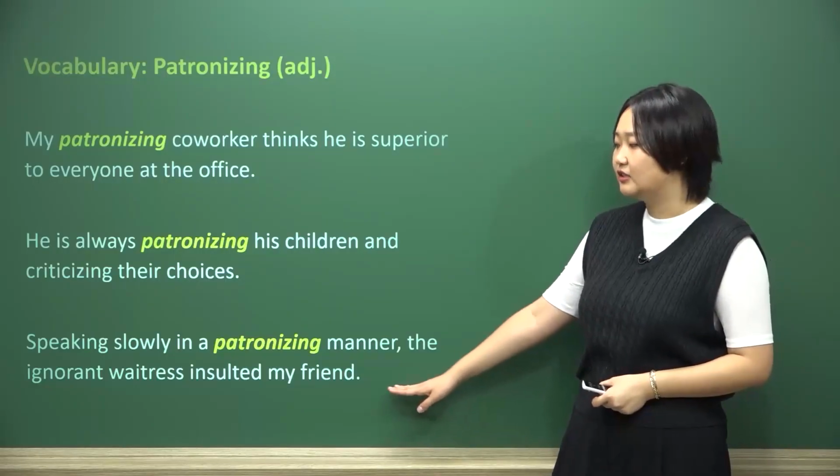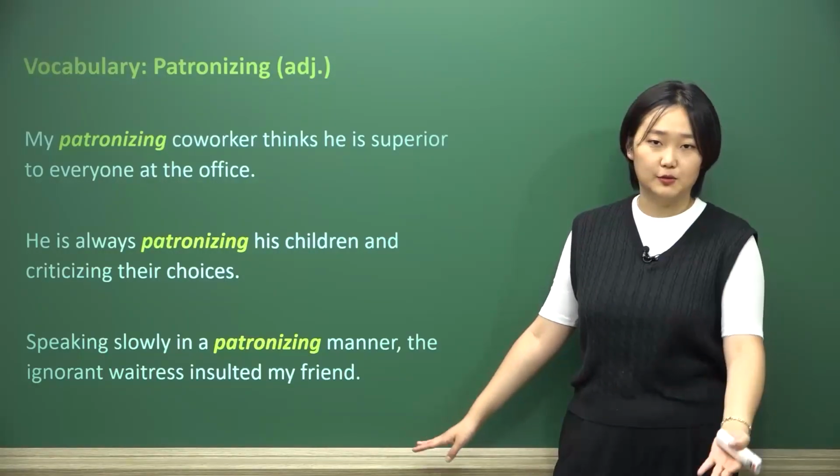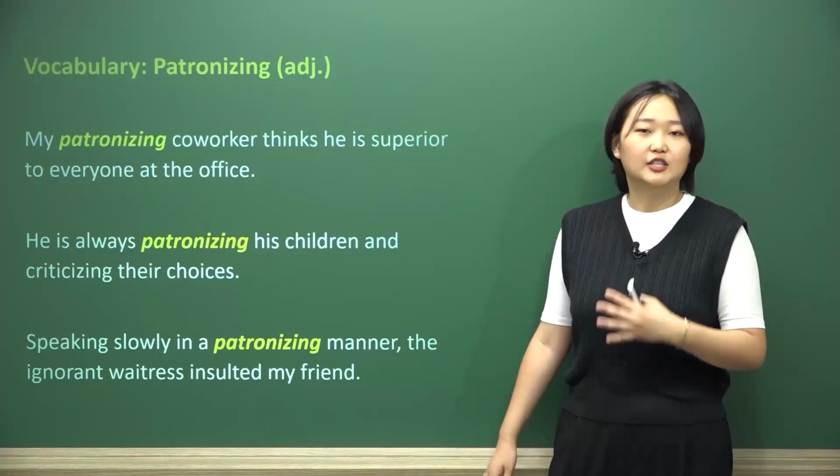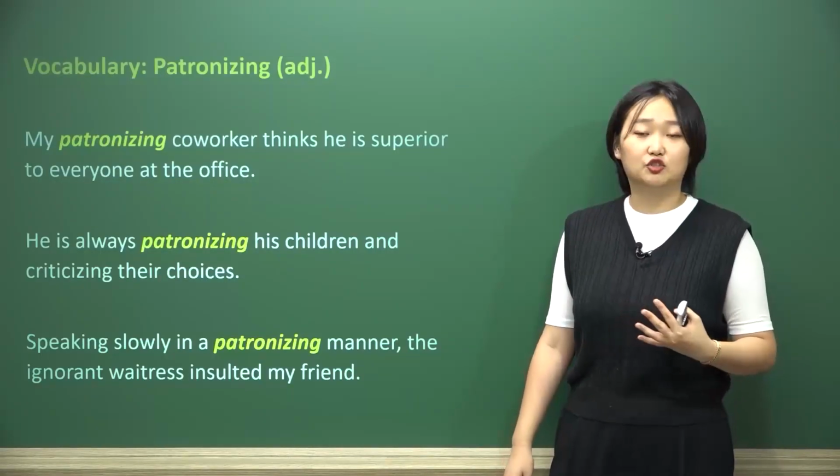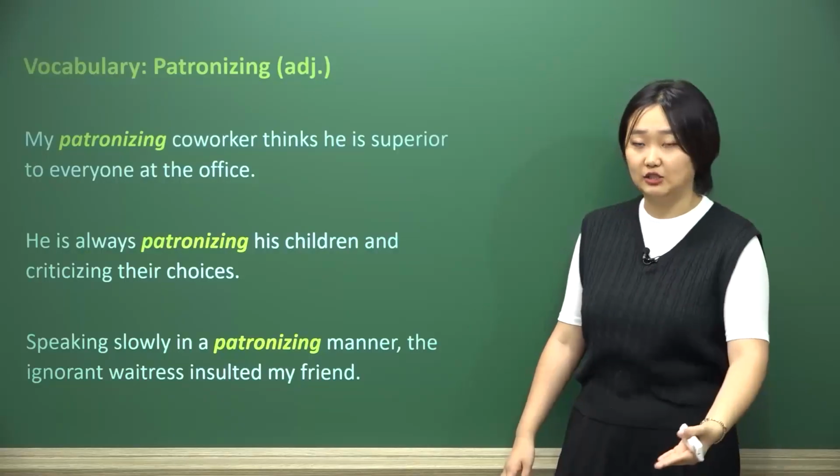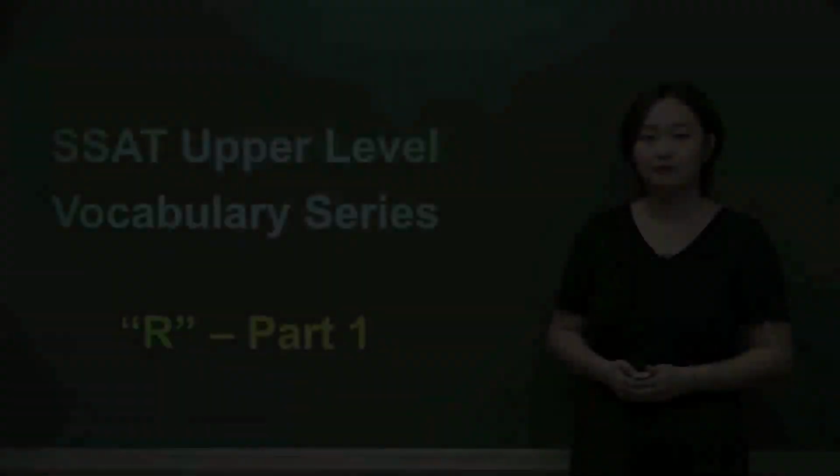Speaking slowly in a patronizing manner, the ignorant waitress insulted my friend. And so she's ignorant and she's a waitress, the person who's serving others, and she's not listening. She's also being very patronizing. She's trying to make sure that the condescension is coming through.